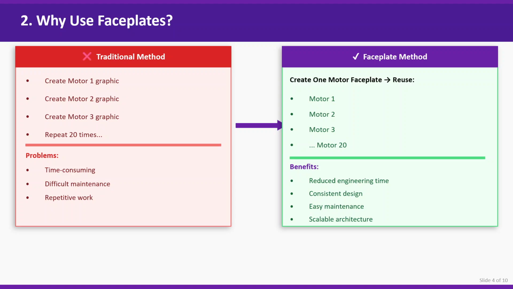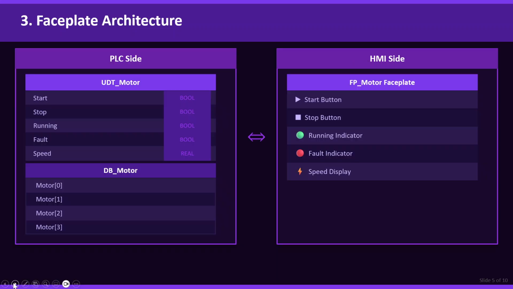But the issue with that is that you have to change tags 20 times again, because the tag for, let's say, start motor for motor 1 is not the same as that for motor 2. So the problem is time consuming, difficult maintenance, and repetitive work. Now, why faceplate? So with faceplate method, you just create one motor faceplate, then you reuse it over and over. So you just call it over and over. If you have 20 motors, you just call it 20 times. So benefits are reduced engineering time, consistent design, easy maintenance, and scalable architecture.